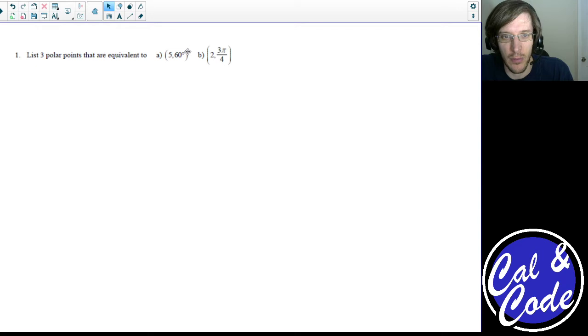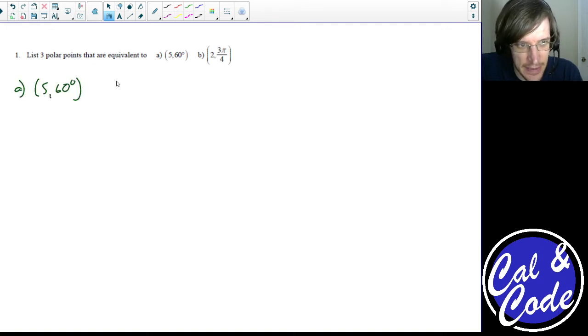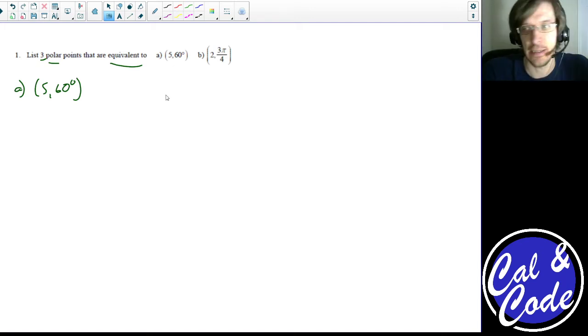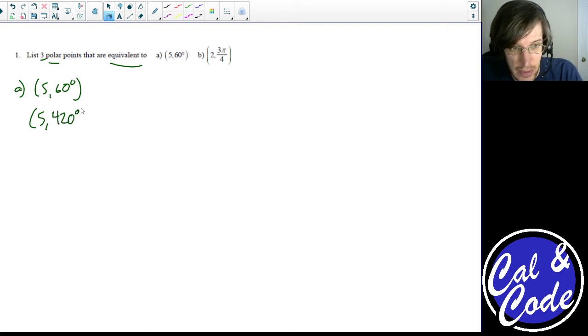I'm going to do this one in degrees and one in radians, so you have a little bit of practice with both. So for example, for A, we have the point (5, 60°), and I'm not counting this as one of the three that are equivalent to it. I'm going to try to find three additional ones that are equivalent. So one thing I could do is add 360 degrees to this, and I could end up with the point (5, 420°), since 360 plus 60 is 420. So that is an equivalent point.